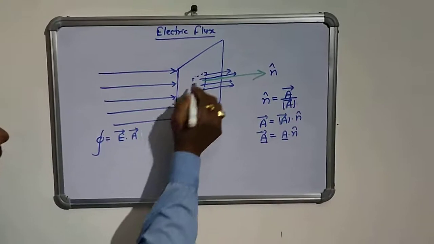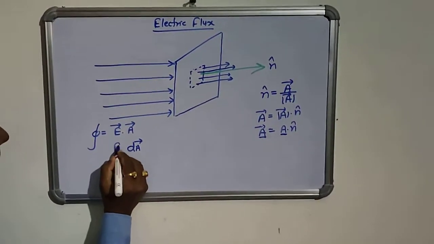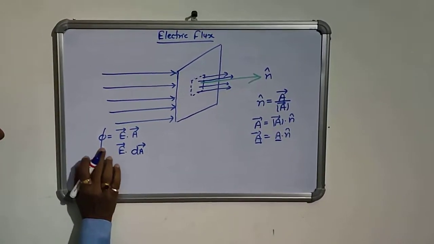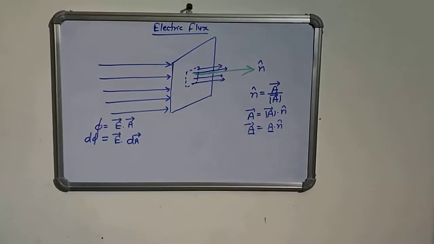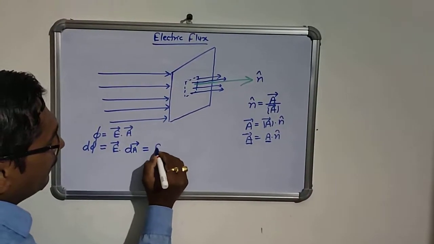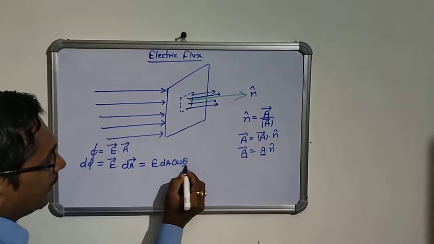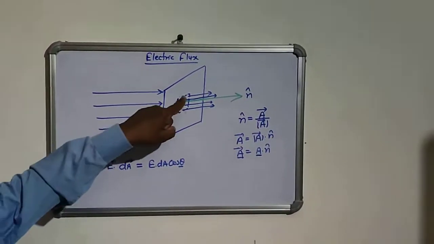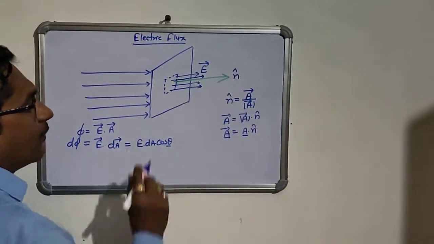Here we take a small segment of area dA, the electric field is E, then the flux is d phi. So it is equal to E dot dA cos theta. Here theta is the angle between electric field and area vector.